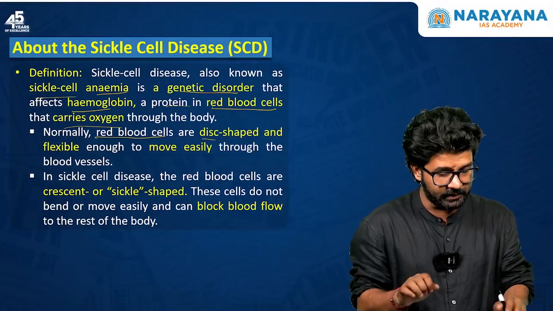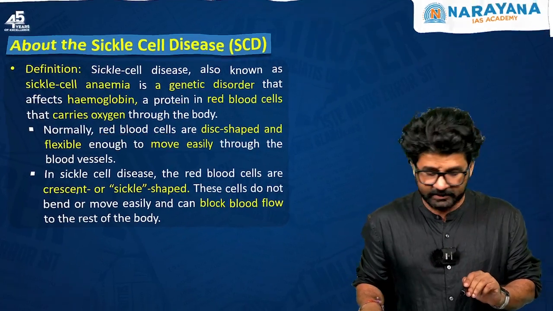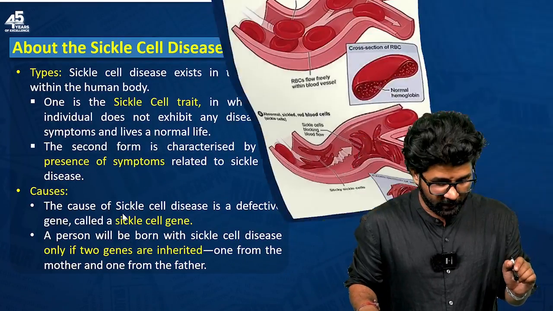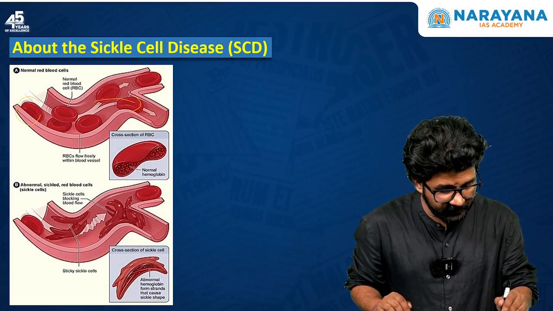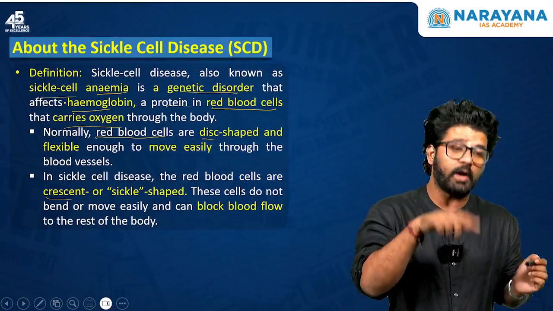Now let's look at the other part. When you have sickle cell disease, in that scenario, the RBC becomes crescent or sickle shaped. So now the shape is something like this. If you go back, in this scenario it becomes very difficult for it to go through the blood vessel, unlike the previous scenario. And that's what happens in sickle cell.